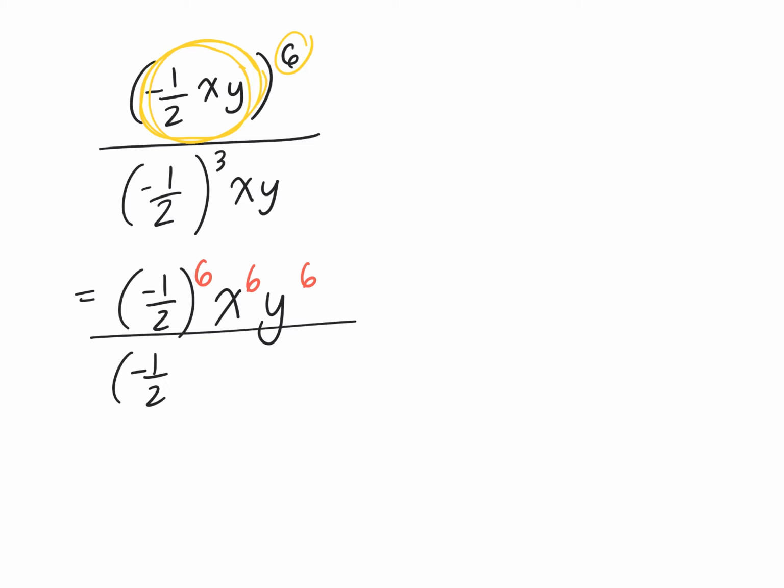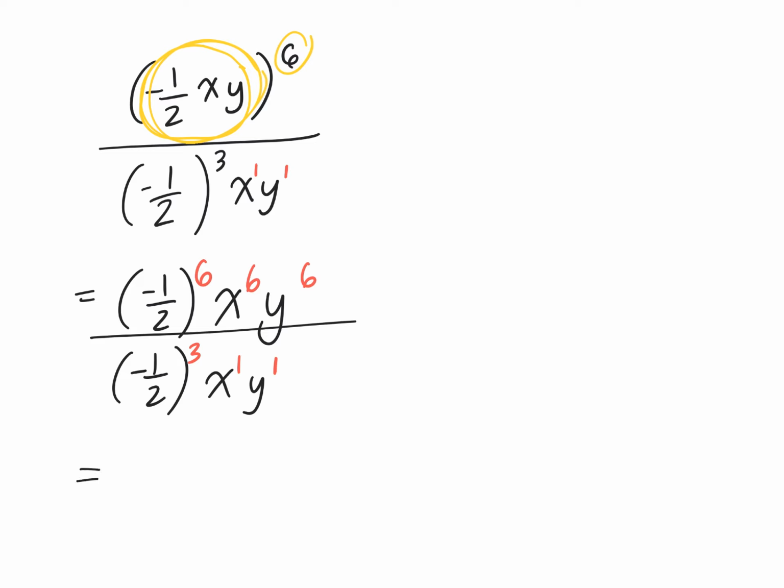How do I write the denominator? It's just -1/2 to the power of 3, and then it's x to the power of what? No. 1. Good. Because we imagine an invisible exponent of 1. The x and the y in the denominator were not in the bracket. Okay, now can you simplify this?